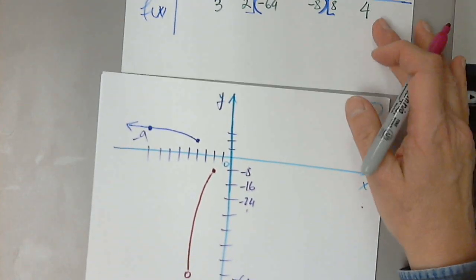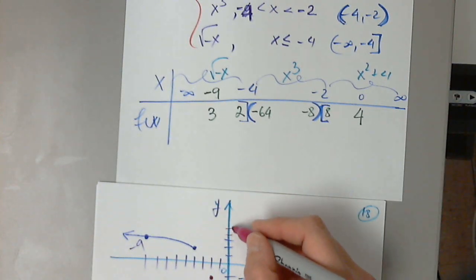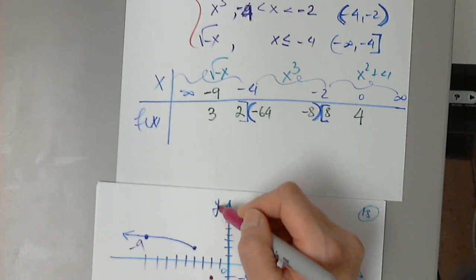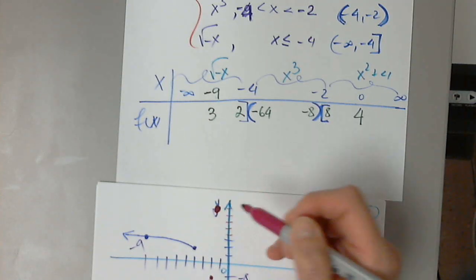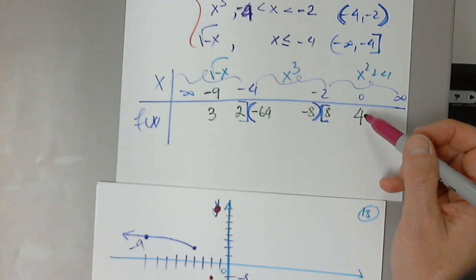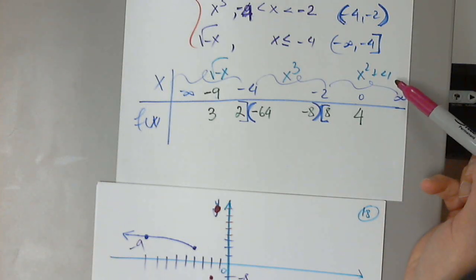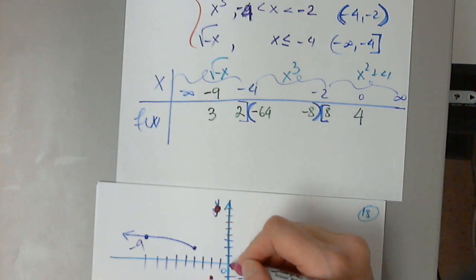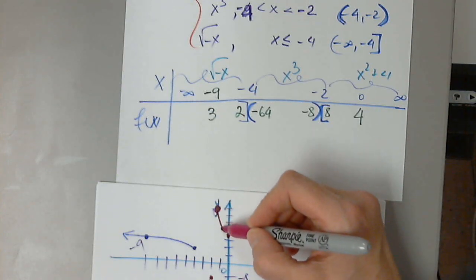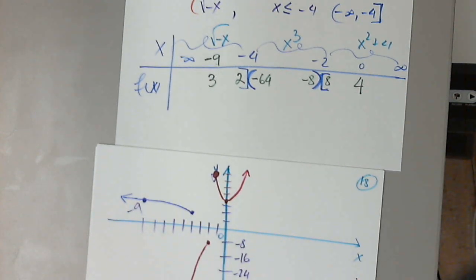Okay, so now negative 2, comma 8. 4, 5, 6, 7, 8. It's a full point. And 0, 4. Okay. So this is the graph.